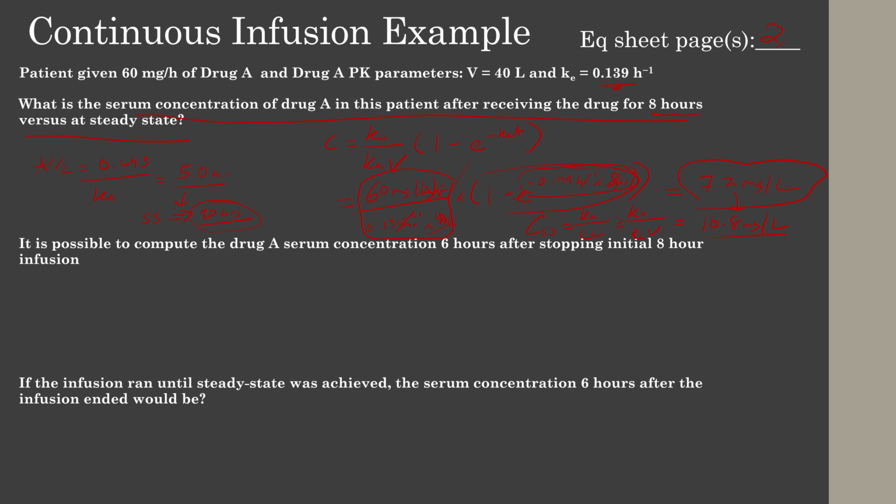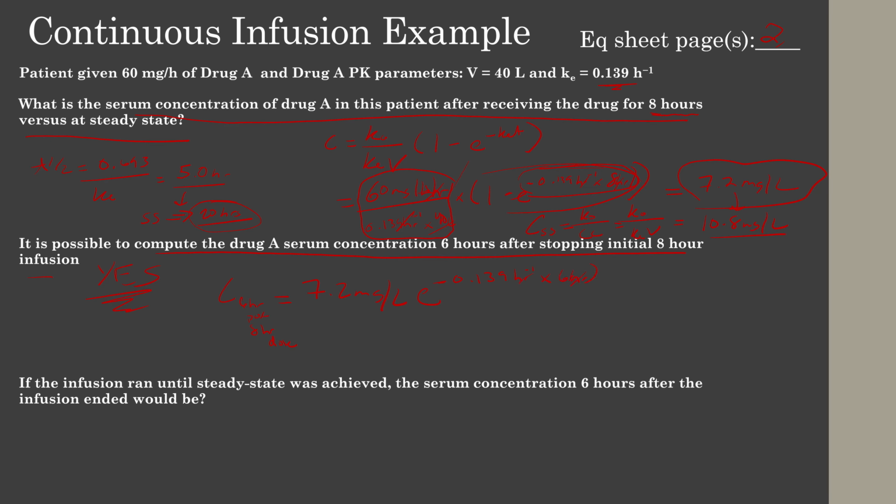Okay, the next part of the problem asks, is it possible to compute the drug A concentration 6 hours after stopping the initial 8-hour infusion? It sure is. We're back to our e to the minus KET. We already figured out what that concentration is at 8 hours. So we would make this C 6 hour, but post 8-hour dose to be specific. So you put that 8-hour concentration in here, 7.2 milligrams per liter, times e to the minus KET, which is 0.139 hours to the negative 1 times t, and in this case it's 6 hours.